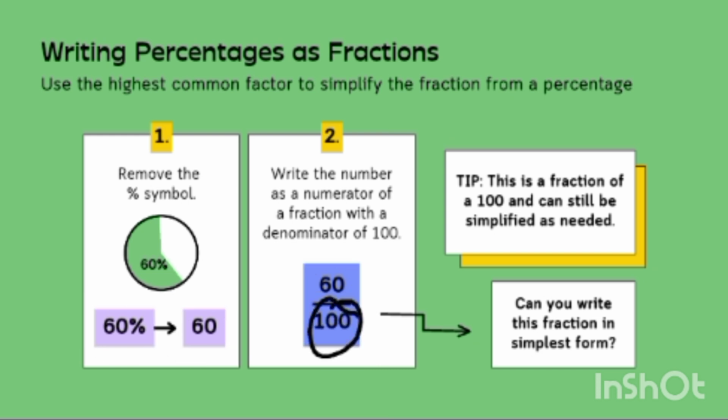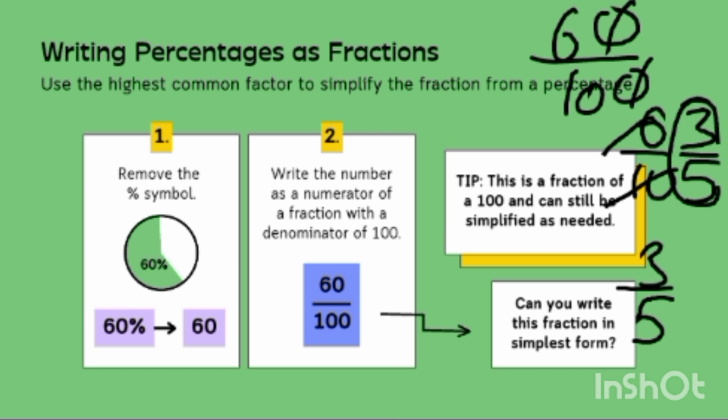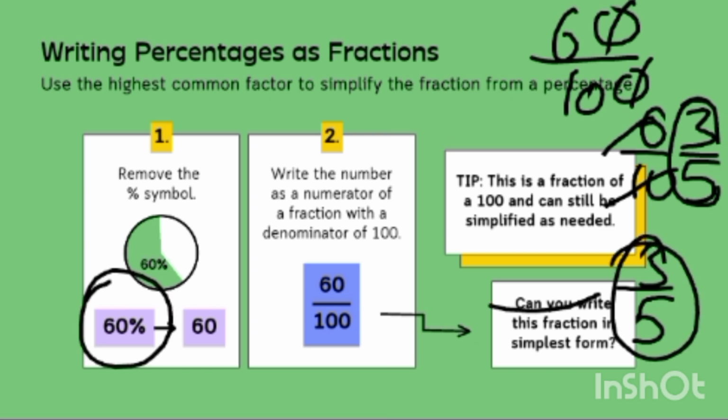When you write it, you can simplify 60 by 100. If we simplify, we get 6 by 10. We can also simplify it more, to 3 by 5. So it means 3 by 5 is written as 60% if we convert 3 by 5 into a percentage.